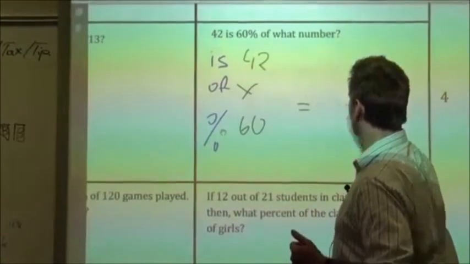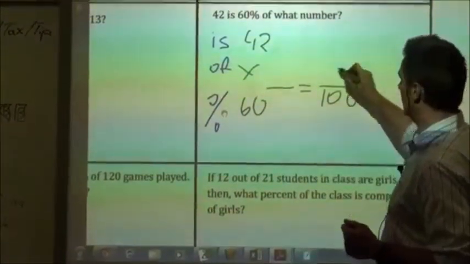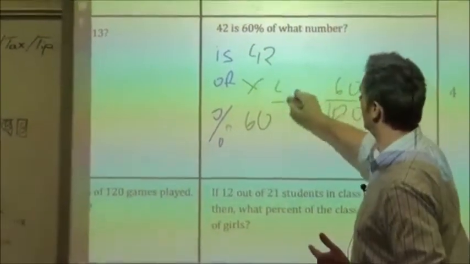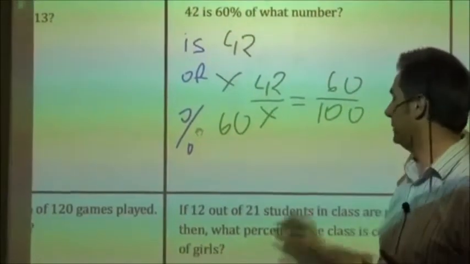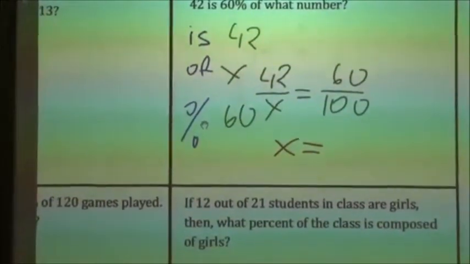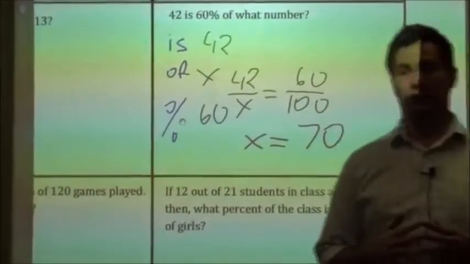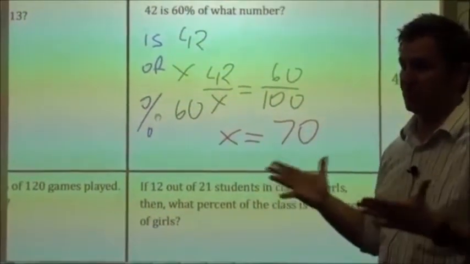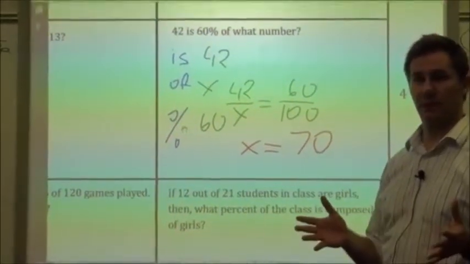60. Let's set up the proportion. 100 here. What's on top of 100? 60. What's on top of the other one? 42. And here? X. Now we're going to cross multiply. X equals what? 70. This way, ladies and gentlemen, is how we find all the numbers missing from our word problems. Any questions? Are we good?